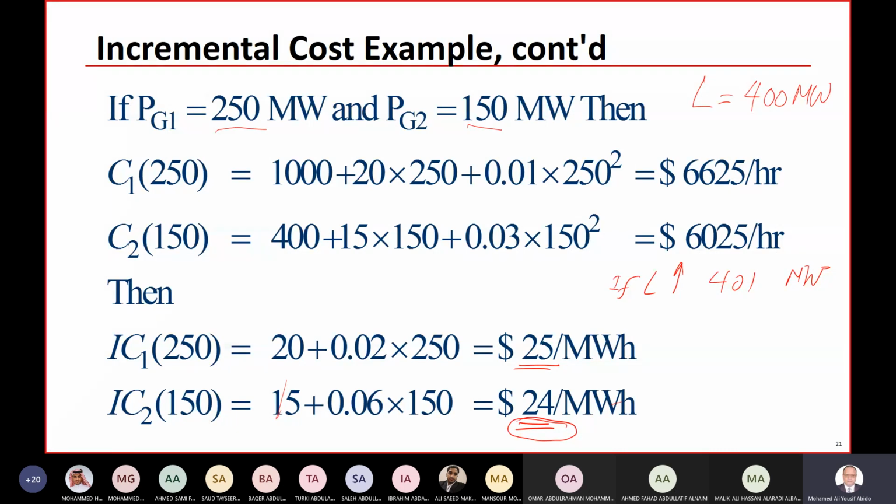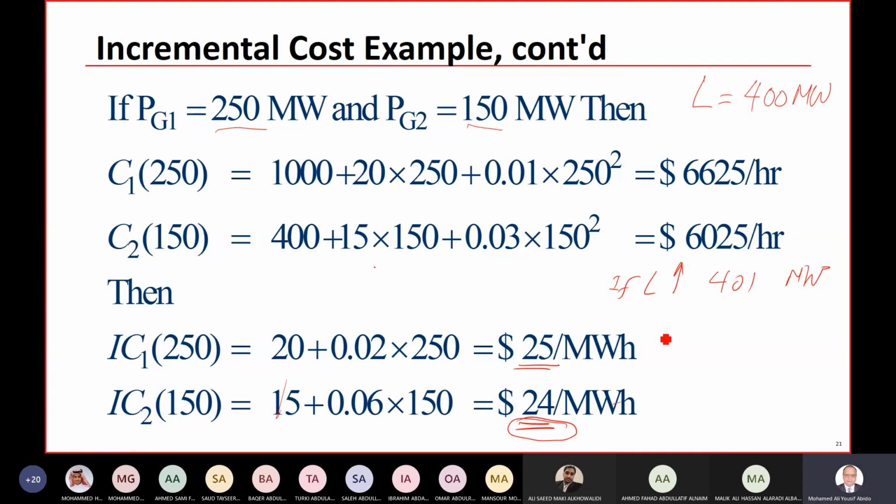Maybe if we have a different pattern of generation, like this is 250 and this is 200, maybe the lambda in this case will be higher than generator 1. Okay? So we should check the incremental cost. Exactly. For example, at this level of generation, these are the incremental costs. So if we need to increase the power by 1 megawatt, definitely we'll go to generator 2, which is cheaper in this case. But assume a different pattern of loading.